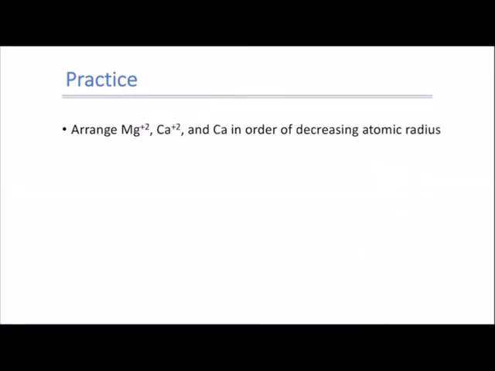Now let's talk about ions. Let's practice with our cations. When we're looking at magnesium ion, calcium ion, and a plain calcium, I want to arrange these in order of decreasing atomic radius. First thing I know, since I have a positive charge, I have a cation, my ion is going to be smaller than the parent neutral atom. So remember, cations are smaller. And the more positive charge I have, the smaller it is.